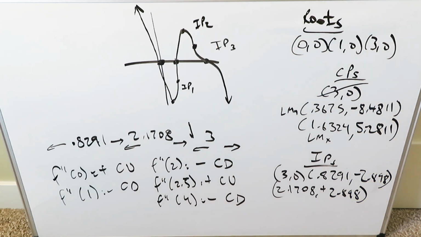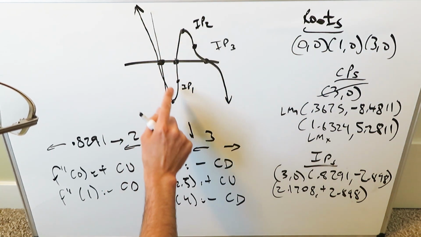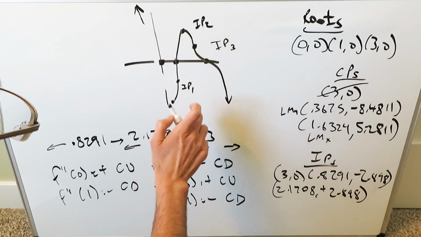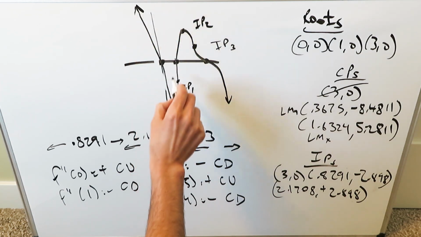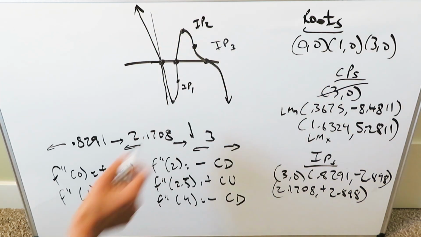Now we have our concavities. I did not connect this too well over here. Let me redraw it over here. It's going to go right here to the origin, as you know, because that's a root (0, 0).